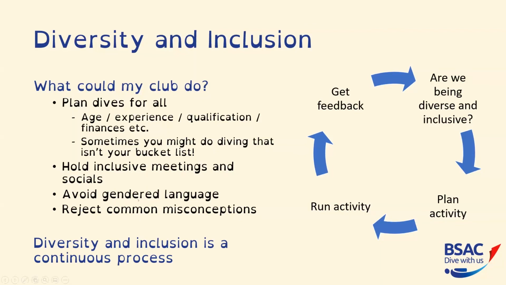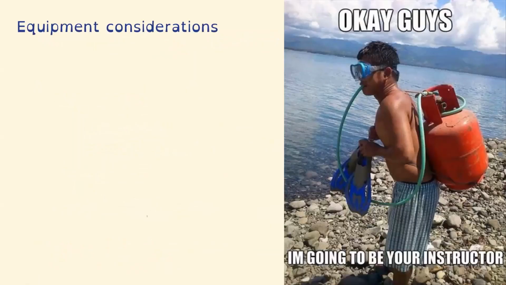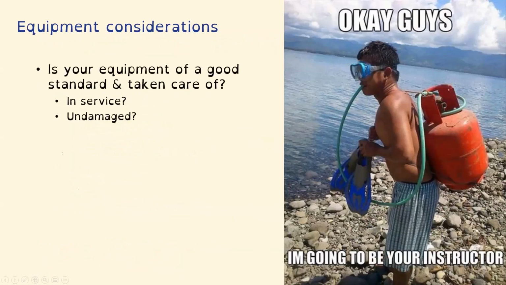Okay, so that's some role model behavior. That's tied into role model behavior. So that's role model behavior with your words, isn't it? So let's go back to your actions again. So an example of role model actions is equipment. So is your equipment in a good state of repair and taken care of?